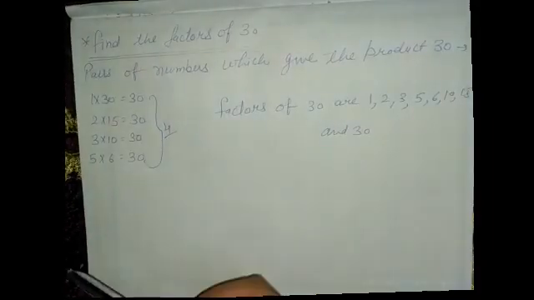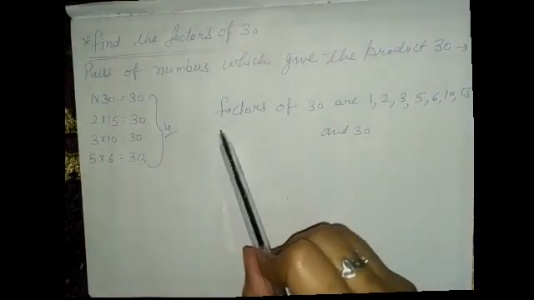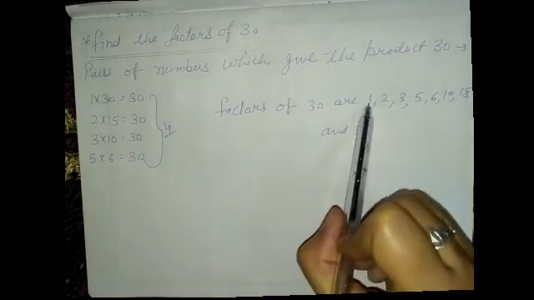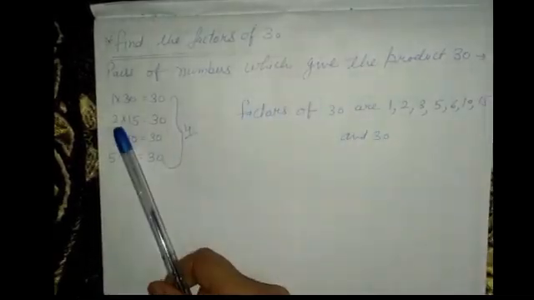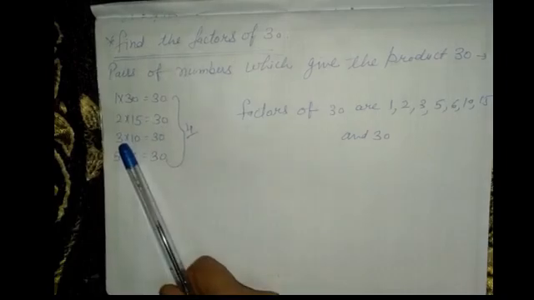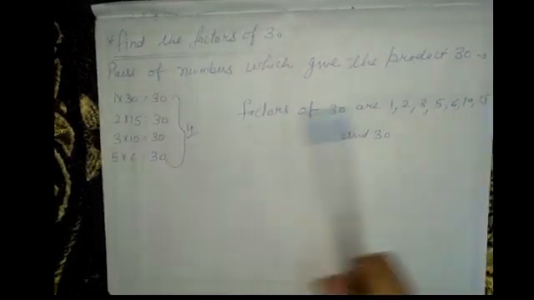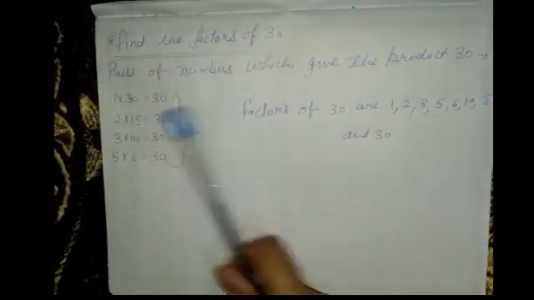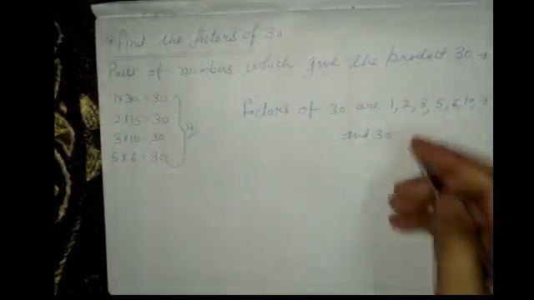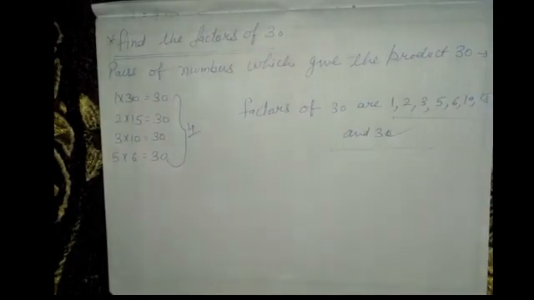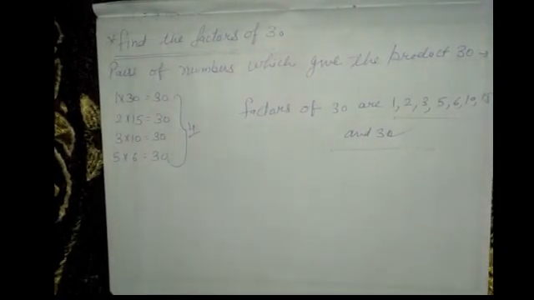Correct? So now how do we write the factors? Here we will write: factors of 30 are 1, 2, 3, 5, 6, 10, 15, 30. Correct? So these are the factors of 30.